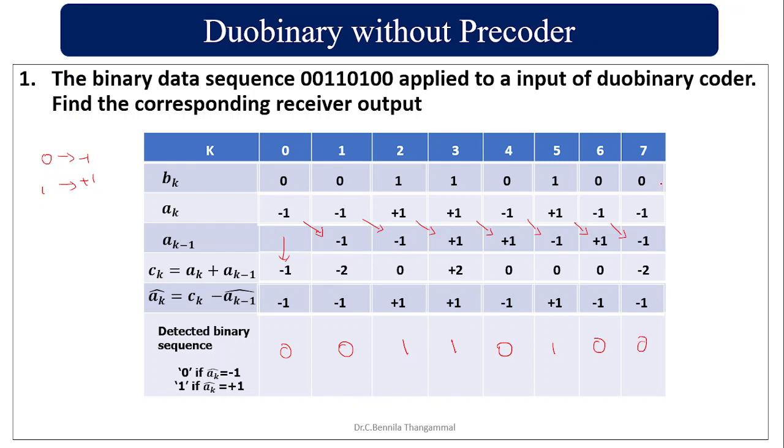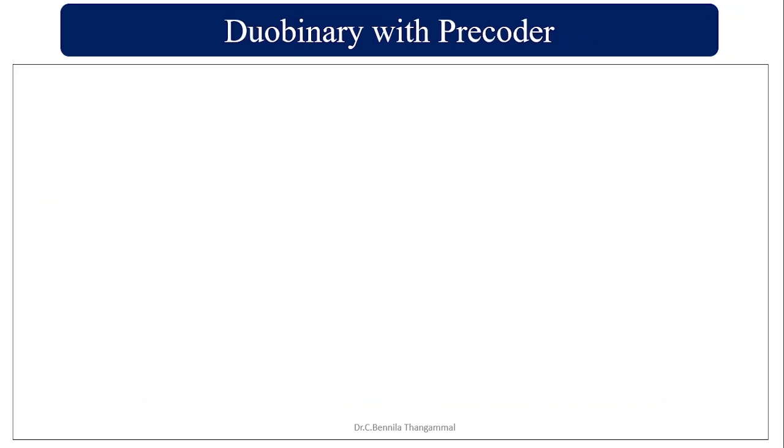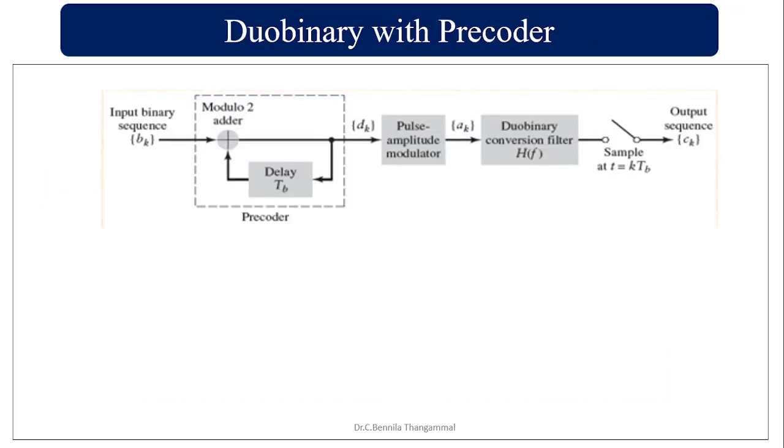This is the data sequence at the transmitter section, and this is the detected sequence at the receiver end. Both are the same here. But if any error has occurred, that error will be propagated throughout the system. To avoid this, we connect a precoder before the transmitter section.